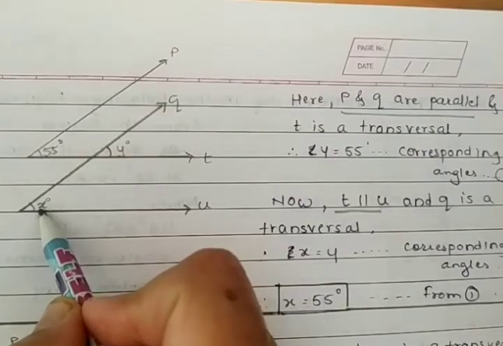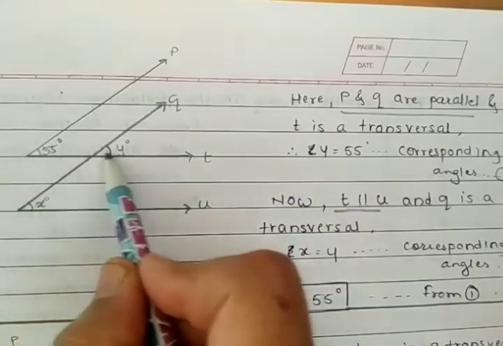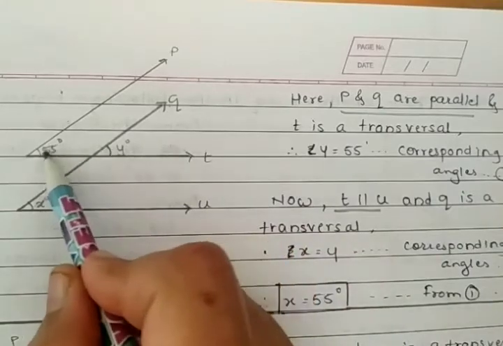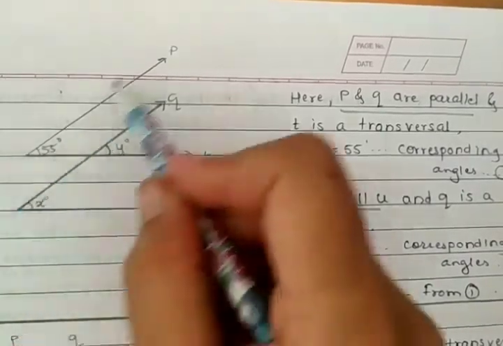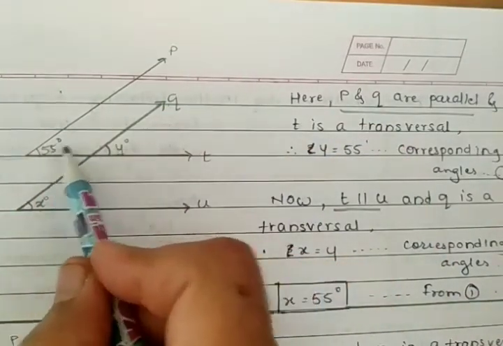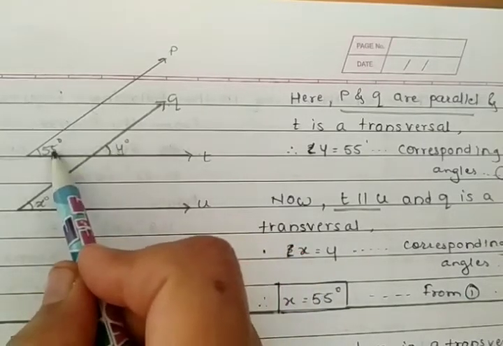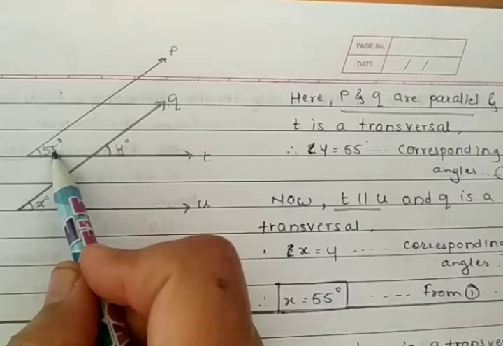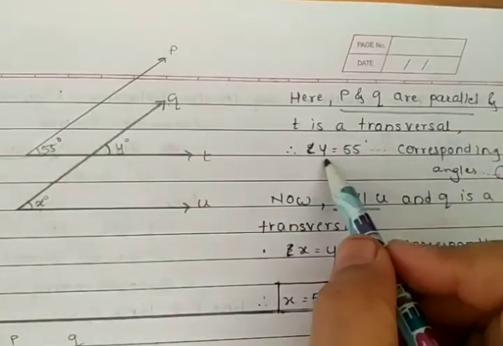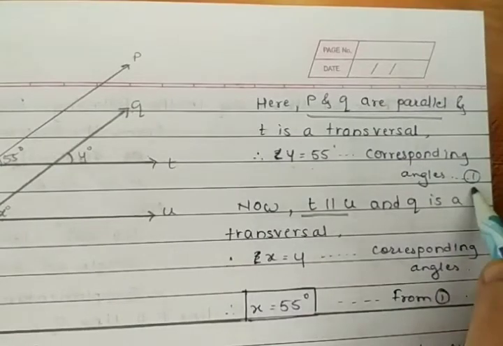First we'll consider P and Q, which are parallel, and we'll consider T as a transversal. If you observe these two angles, they are forming corresponding angles. Observe this neatly. So y is equal to 55 degrees, because we saw the properties of parallel lines: corresponding angles are equal. That means y is equal to 55, because these are corresponding angles. This is your equation number 1.